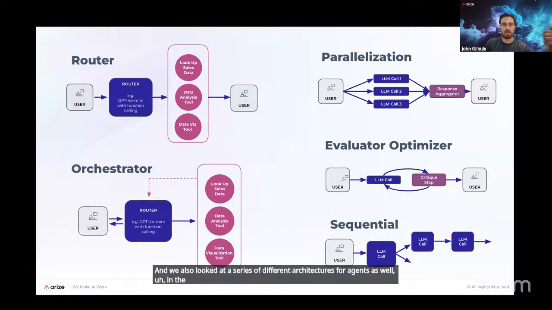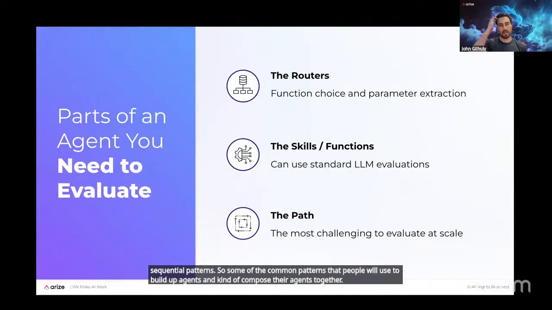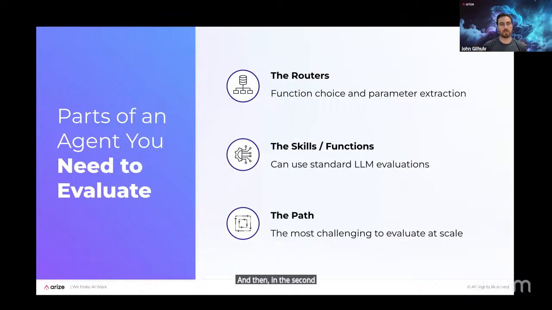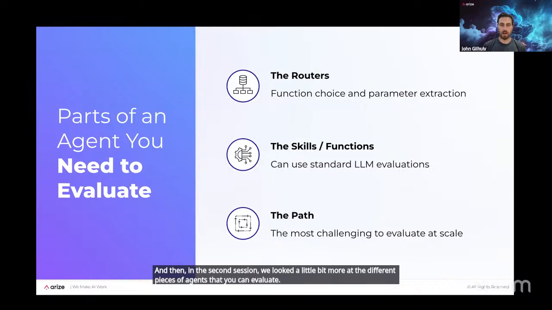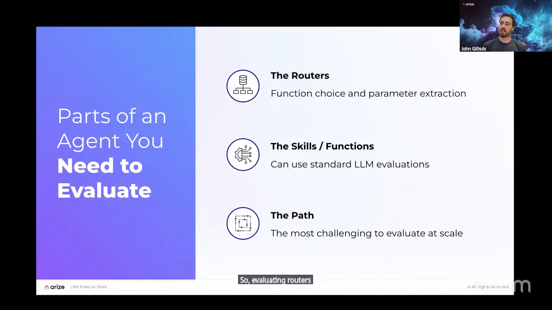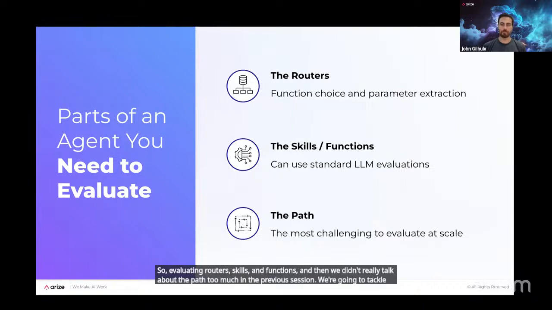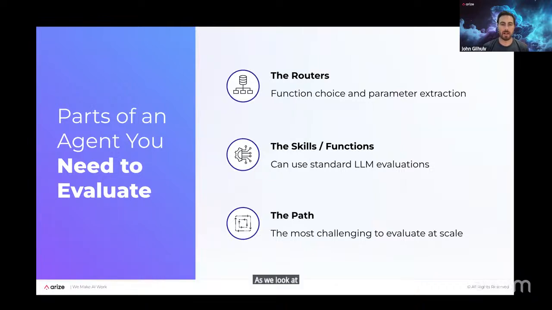So we went through a router architecture, orchestrator architectures, parallelization, evaluator-optimizer, and sequential patterns. Some of the common patterns that people use to build up agents and compose their agents together. And then in the second session, we looked more at the different pieces of agents that you can evaluate. So evaluating routers, skills and functions. And then we didn't really talk about the path too much in the previous session. We're going to tackle more of that today as we look at some more of the advanced eval techniques.